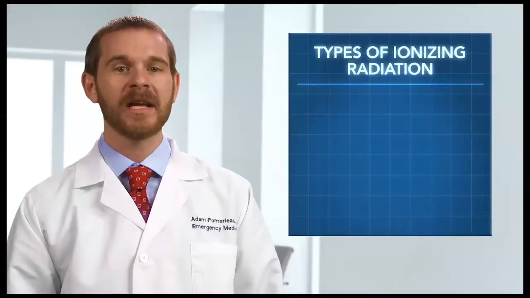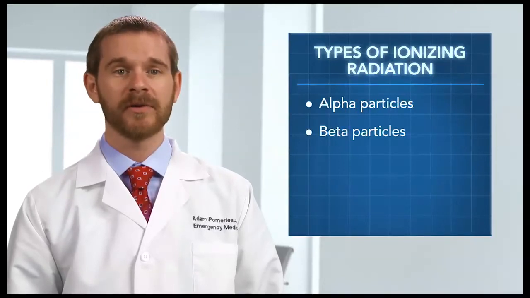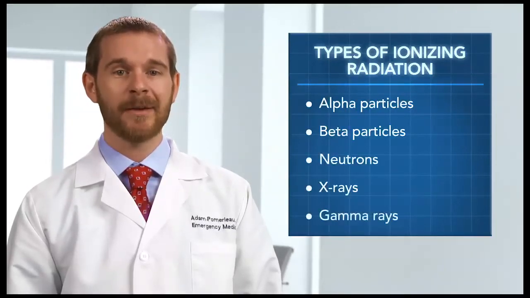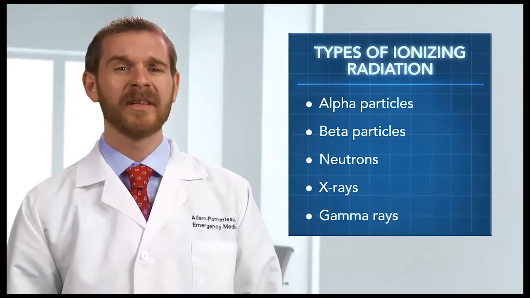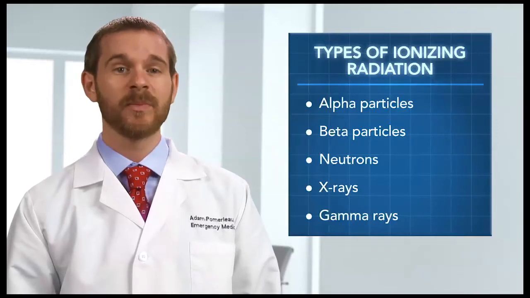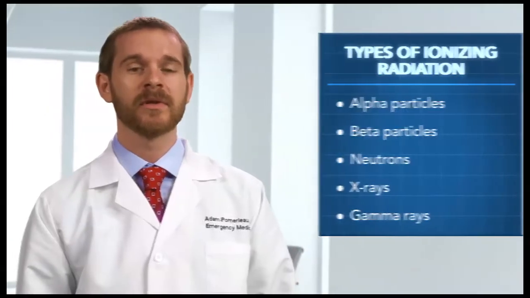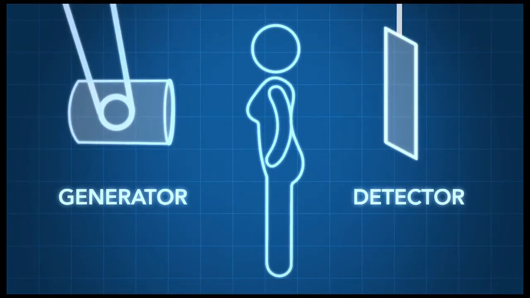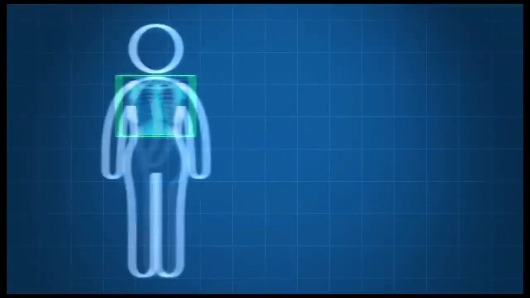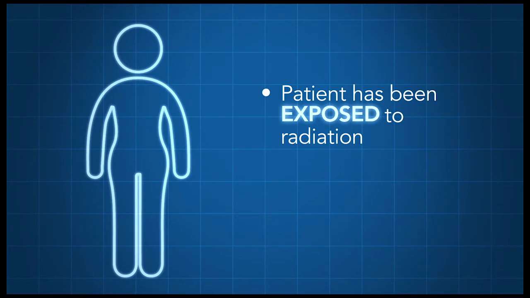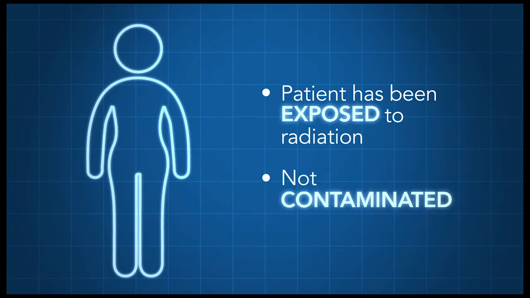Different types of ionizing radiation include alpha particles, beta particles, neutrons, X-rays, and gamma rays. Each type of ionizing radiation has unique properties that determine the distance it travels from its source and its ability to penetrate other objects or tissues. To illustrate the difference between radiation exposure and contamination with radioactive material, imagine a woman receiving a typical chest X-ray. The patient is exposed to a source of ionizing radiation that passes through her body to a detector. She has been exposed to radiation, but there is no radioactive material on her, so she has not been contaminated.